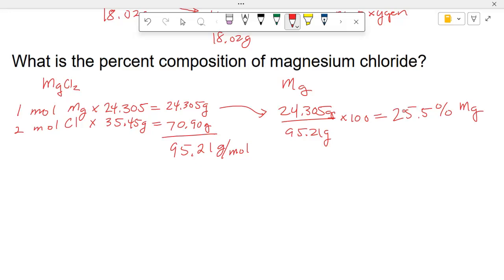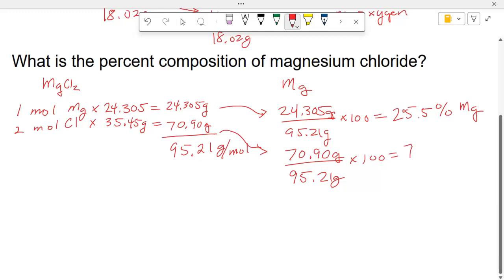Okay, and then the same thing here for chlorine. The mass of the chlorine in that compound is 70.90 grams, and that's, again, assuming we've got 1 mole. And then, of course, the total for a mole is 95.21 grams, and we times that by 100. And that came out to be 74.5%, and that is chlorine. So you can see here, if you add these up, they do come out to be 100. It's a really good sign we did it right, so we're feeling good about that.